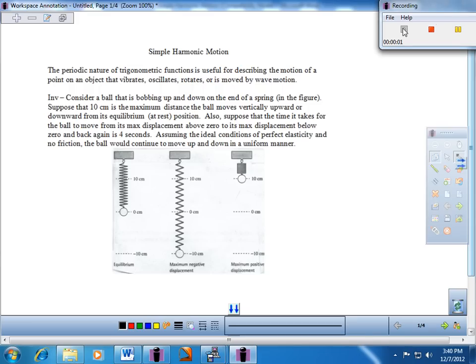Welcome. Today we're going to be taking a look at the notes worksheet entitled Simple Harmonic Motion. And as it says on your paper, the periodic nature of trigonometric functions is useful for describing the motion of a point on an object that either vibrates, oscillates, rotates, or is moved by wave motion. And so what this will end up being, everyone, is an application of sinusoidal modeling.